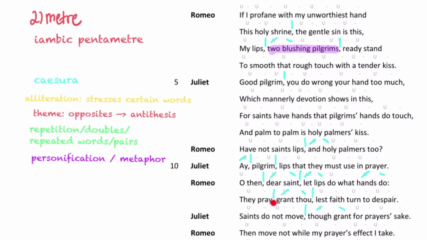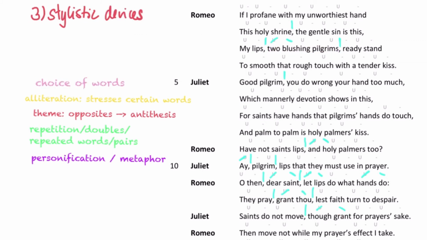"They pray, grant thou, lest faith turn to despair." So this passage is highlighted, and then again, grant. There's a pair again. "Saints do not move, though grant for prayer's sake." So by looking at these passages, you have noticed some of the words that, now that we take a closer look at this, sort of jump out at us.